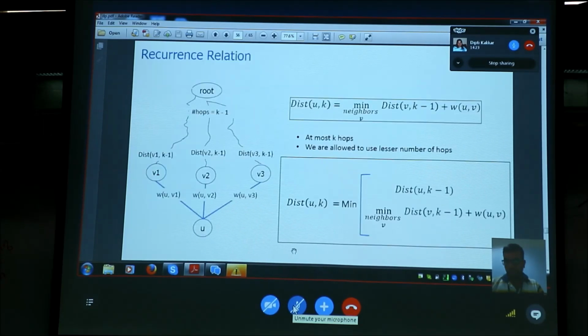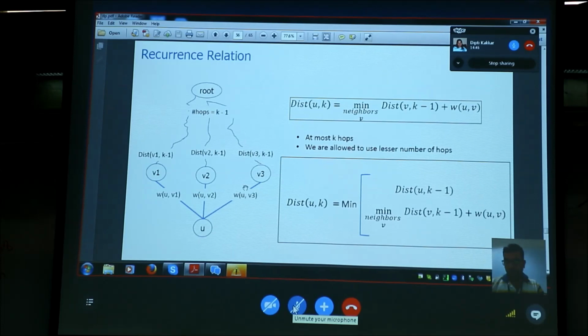Let's see the recurrence relation. So we are asking for what is the shortest k hop path to u, right? That's the question. What is the distance of u,k? What is the distance to u using only k hops? That is what we want to answer. We know that such a path should come through one of the neighbors, v1, v2 or v3. Let's say I have 3 neighbors, v1, v2, v3.